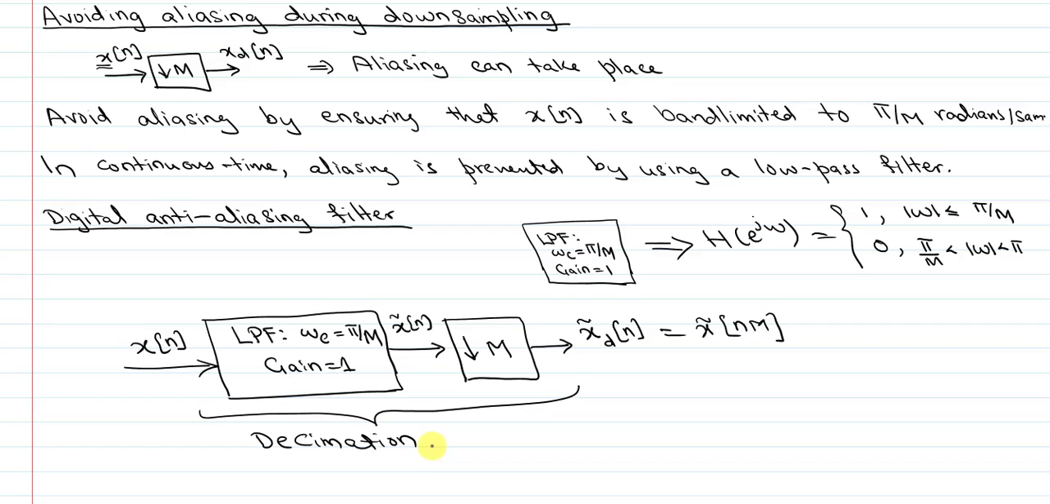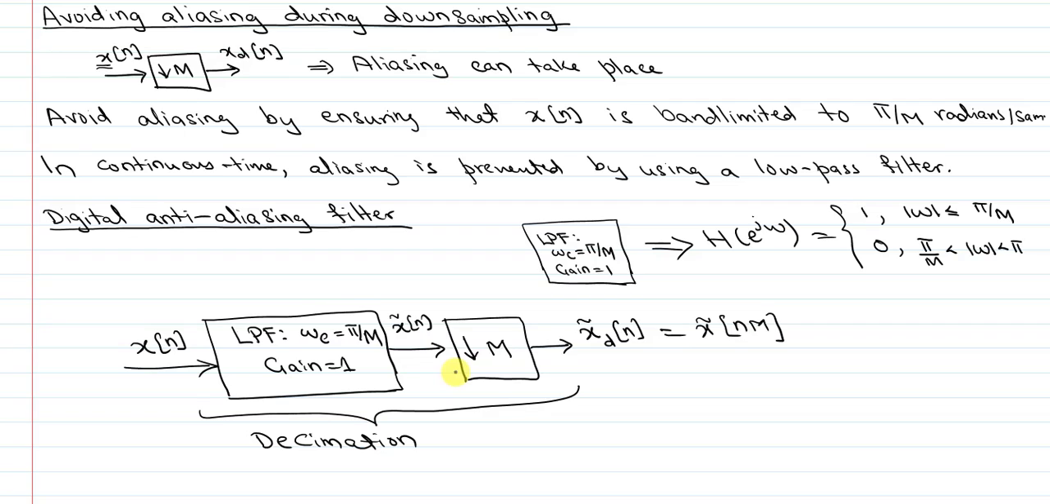While some authors use decimation and downsampling interchangeably, in many cases downsampling is reserved for only this version, whereas decimation is used when you actually precede the downsampling block with a low pass filter that has a cutoff of pi over M and gain of 1.